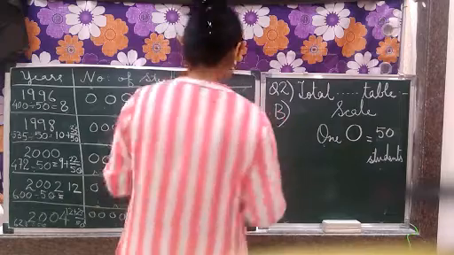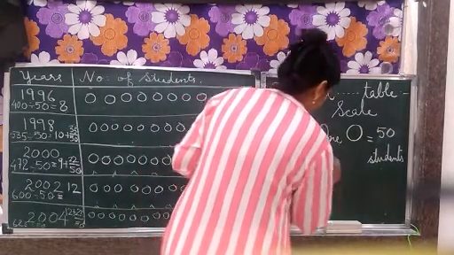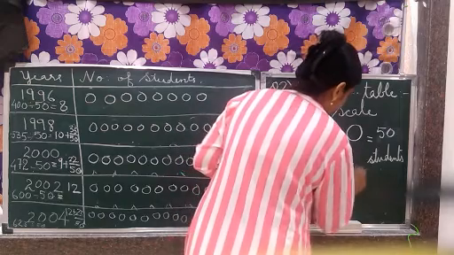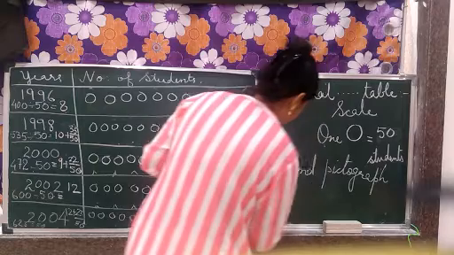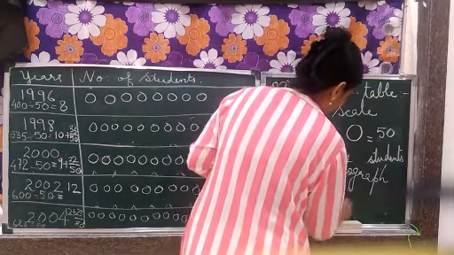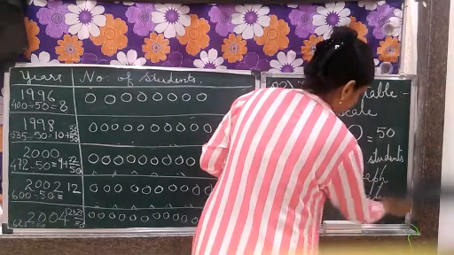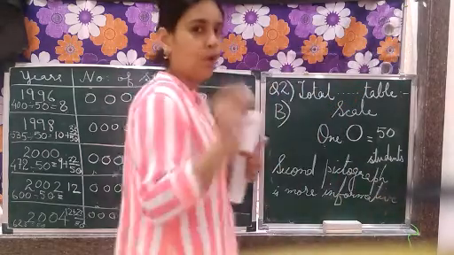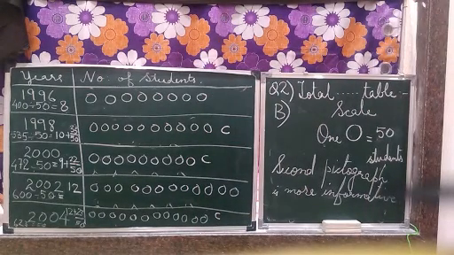Is there any doubt? No. So second pictograph is more informative. This completes the exercise 9.2.